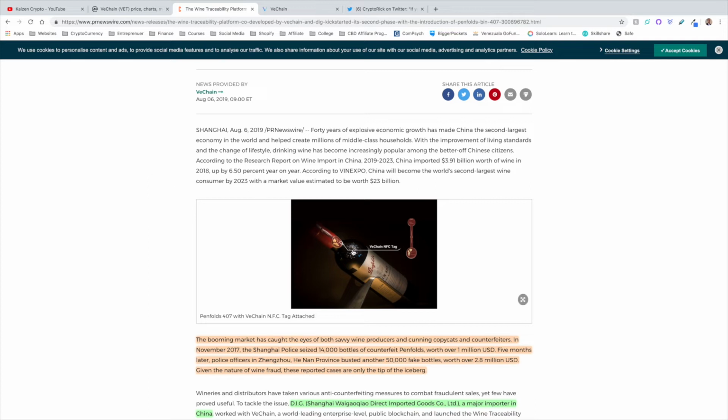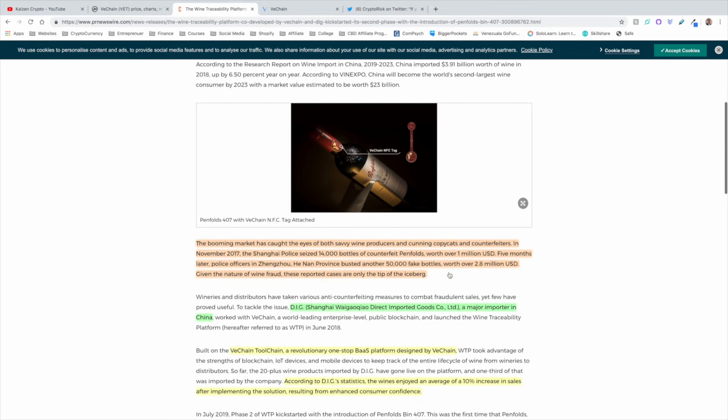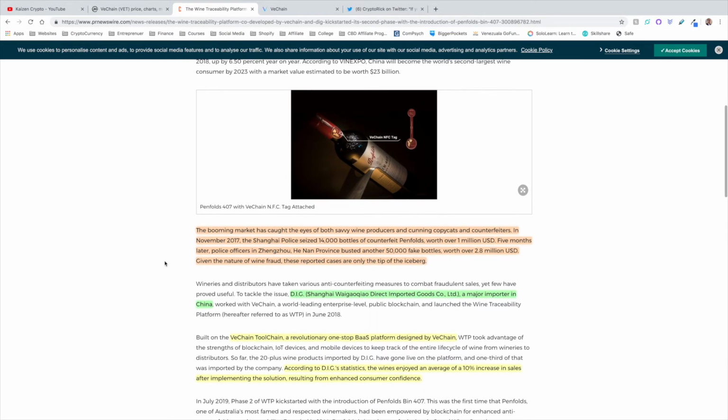So we can take a look and see, this is their branded NFC tag. It's really nice to see that it's got a really elegant design, really nice look. It's subtle and it gives the bottle a little bit of character. So if we scroll down here, it's saying that the booming market has caught the eyes of both the savvy wine producers and cunning copycats and counterfeiters. So in November 2017, the Shanghai police seized 14,000 bottles of counterfeit Penfolds worth over $1 million.